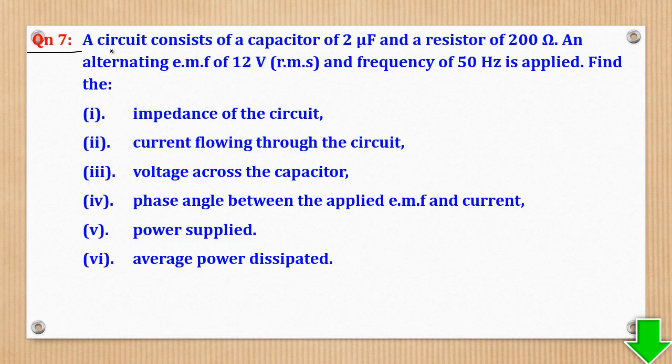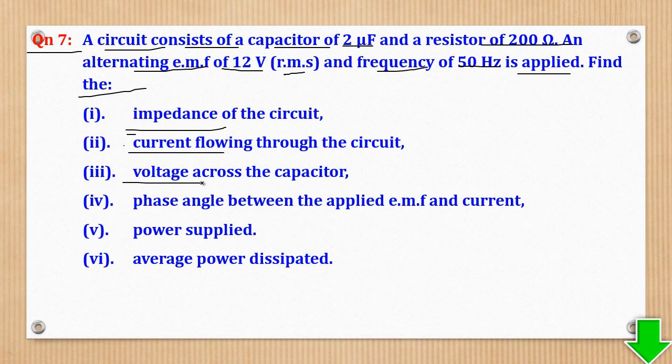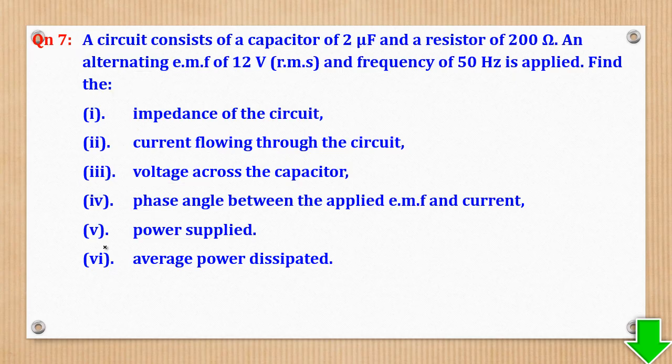Question 7 says a circuit consists of a capacitor of 2 microfarad and a resistor of 1200 ohm. An alternating EMF of 12 volt RMS and frequency 50 Hz is applied. Find: Roman 1, the impedance of the circuit; Roman 2, the current flowing through the circuit; Roman 3, the voltage across the capacitor; Roman 4, the phase angle between the applied EMF and the current; Roman 5, power supplied; and Roman 6, average power dissipated.